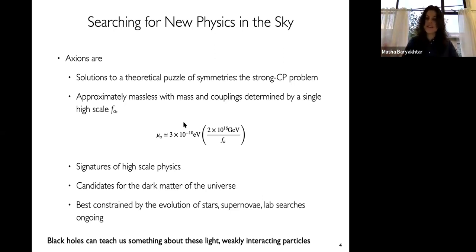So in addition to just discovering a new particle, it can teach you something about physics that is otherwise very difficult to reach. They're also good dark matter candidates. There are a lot of searches for these axions in dark matter experiments, and they're also currently very well constrained in certain parts of parameter space by astrophysical objects. In that line of thought, we'll talk about another class of astrophysical object, which is black holes. And we'll see that they can teach us something about these very light particles.